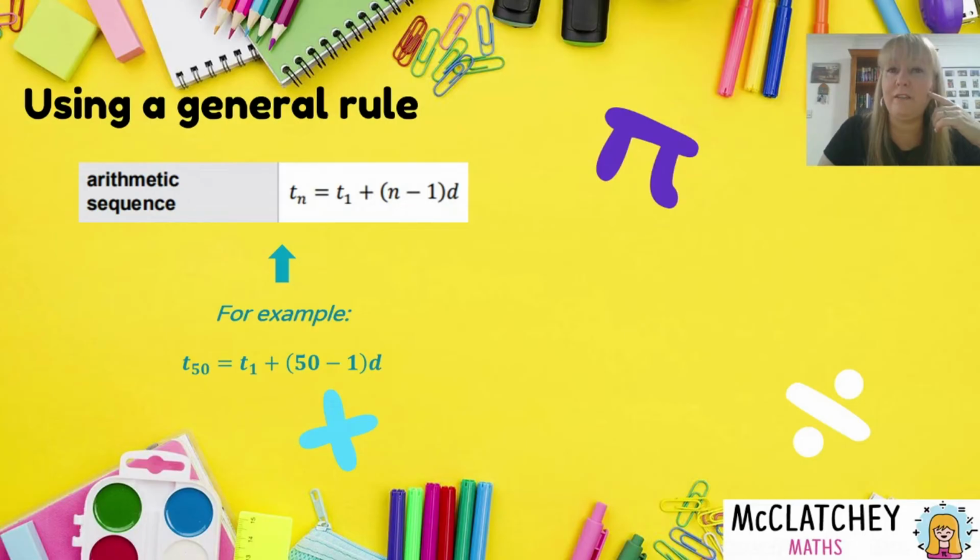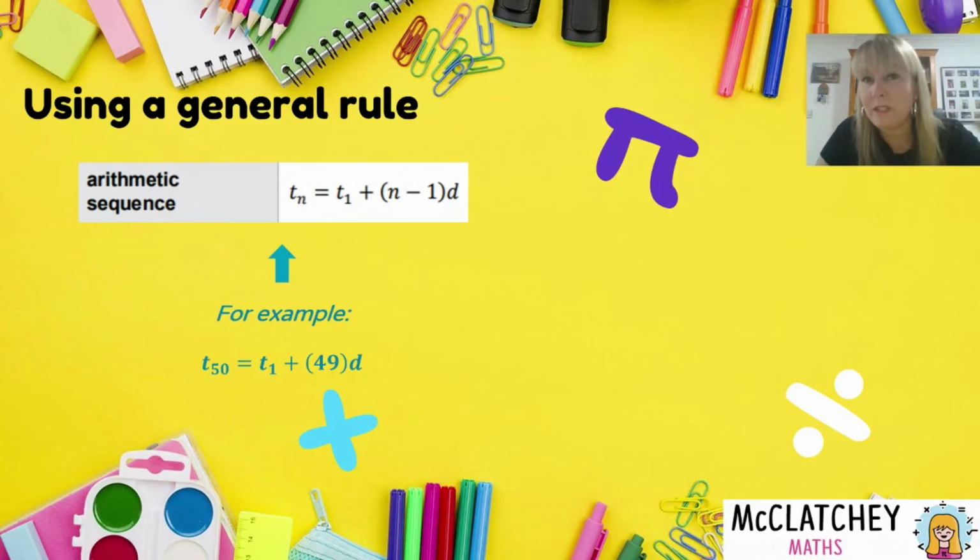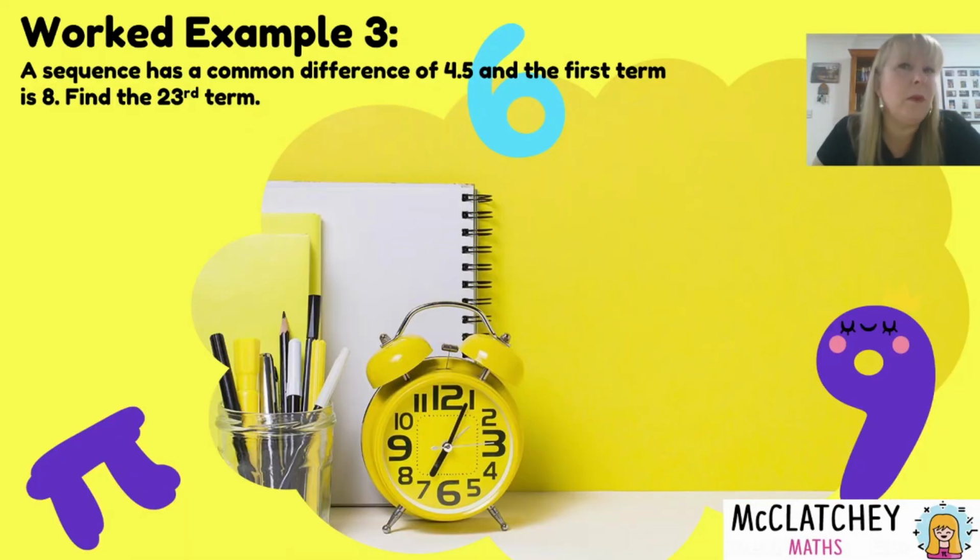For example, if I needed to find the 50th term, I would take the first term and then I would add 50, take away 1, which is 49, and I multiply the 49 by d. Now this is the important bit. Some students get their order of operations a little bit confused. So what they might do in this situation is take T1 and add 49 to it and then times the result by the common difference, and that's a big no-no. The 49 gets multiplied by the common difference, and then we add the first term back to that. So let's see how this works with an example.